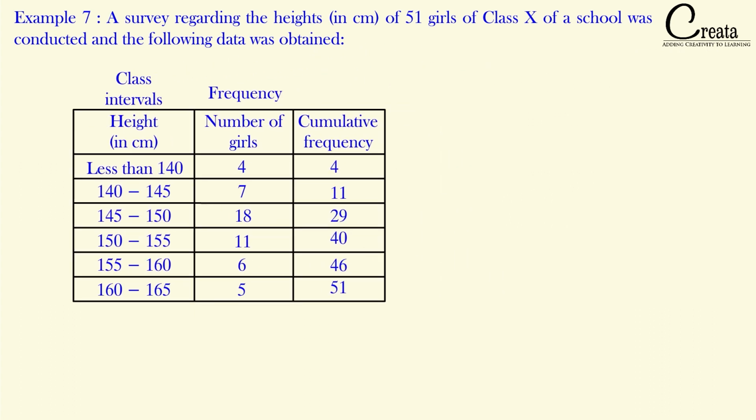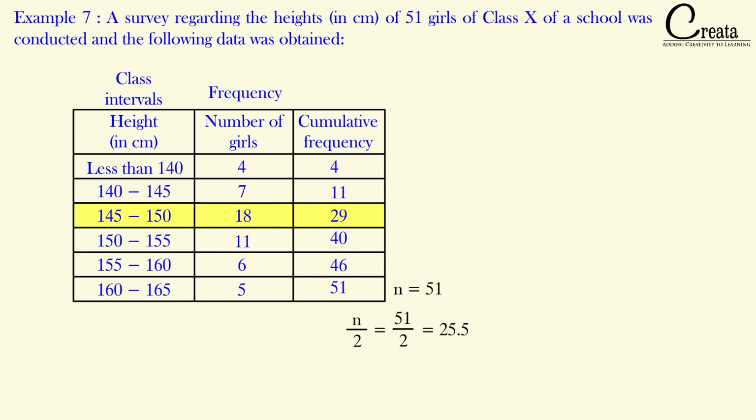Let's apply our step-by-step procedure. Our first step is to calculate n by 2. We have a total of 51 observations, so n by 2, 51 by 2, is 25.5. In which row will 25.5 come? It will come in row number 3. Up to the second row we have a total of 11 girls, and in the third row we have 11 to 29 girls. So our 25.5 will come in the third row.